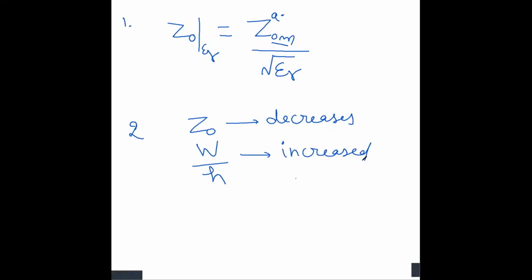This is why, because increases in W increases the line capacitance. Now the third conclusion is that wavelength in the microstrip is lambda m. This is the wavelength in microstrip.